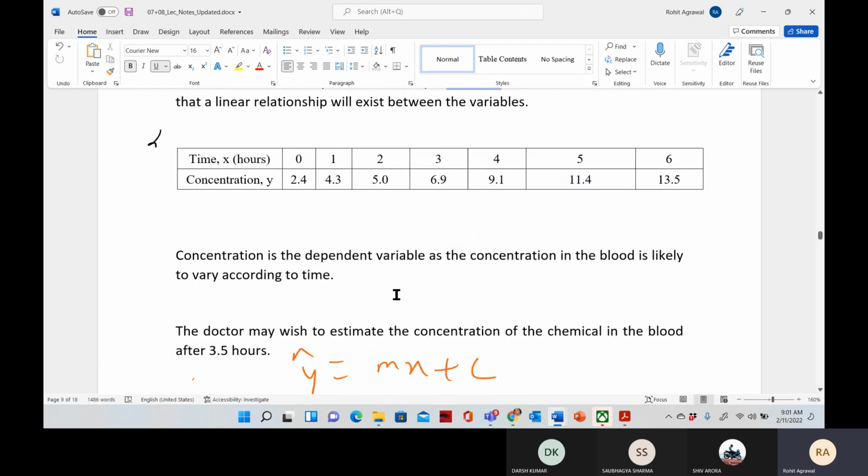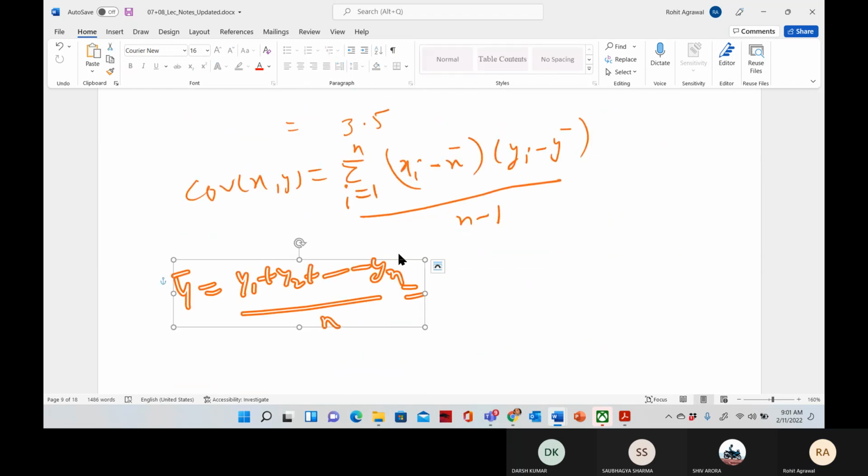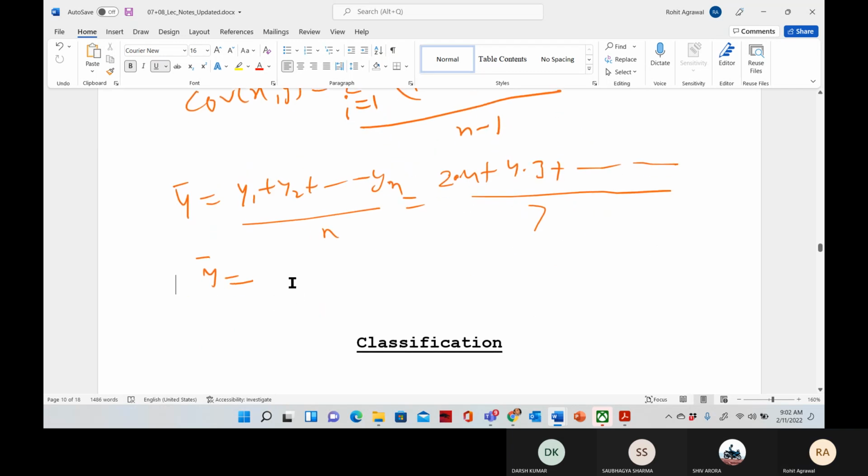Y is given, 2.4 plus 4.3 divided by n. So how much is this? Sir, we need to calculate all the values of y in it, right?